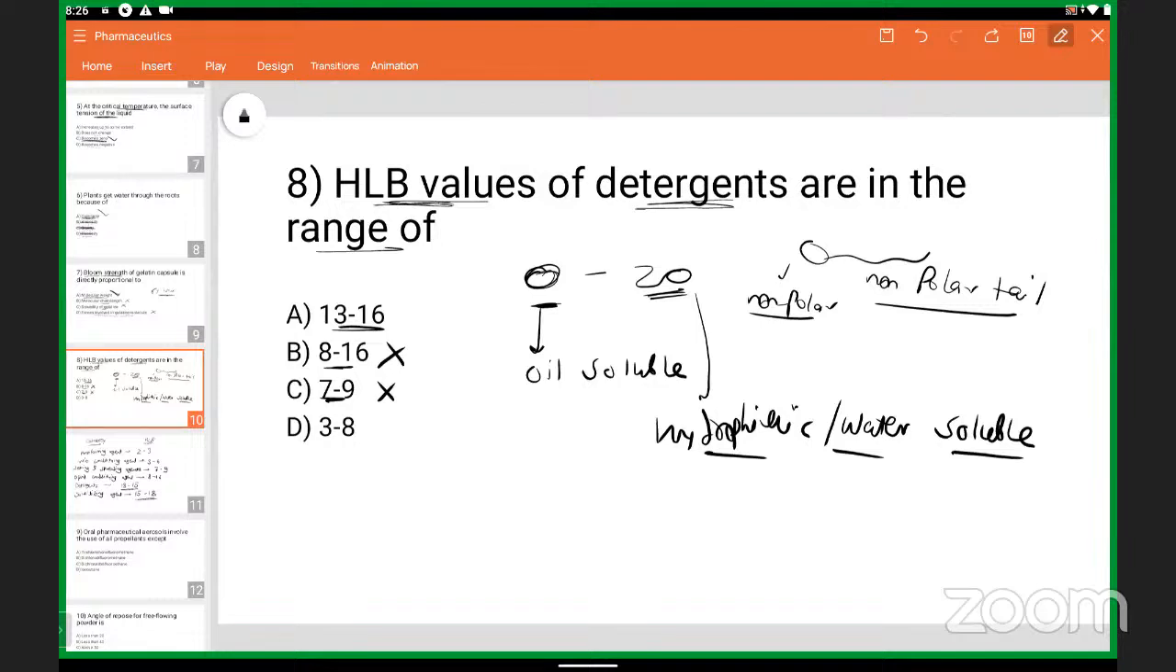And 3 to 8 is normally not any such category, but we can consider this as hydrophilic agents. So the closest option is 13 to 16. So option A is the right answer for the HLB value of detergents in the range of 13 to 16, or you can say 13 to 15. So option A is the right answer for this question.